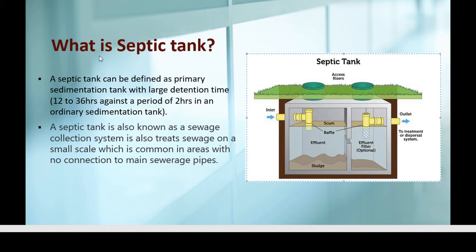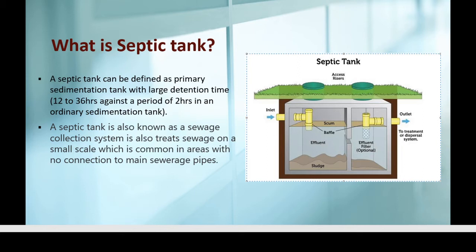A septic tank can be defined as a primary sedimentation tank with a large detention time of 12 to 36 hours, against a period of 2 hours in an ordinary sedimentation tank. Basically, a septic tank can be defined as a sedimentation tank because in our backyard we provide a septic tank for the sewage flow, the waste from household activities like solid waste from the water closet and bathroom. All this waste passes through the septic tank, and it acts as a sedimentation tank.